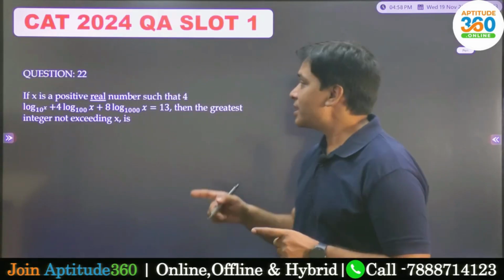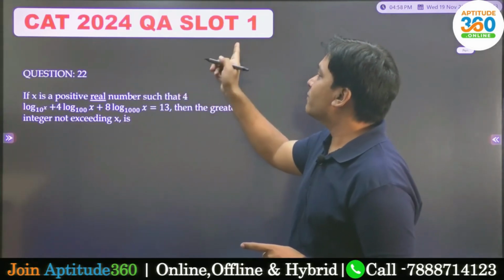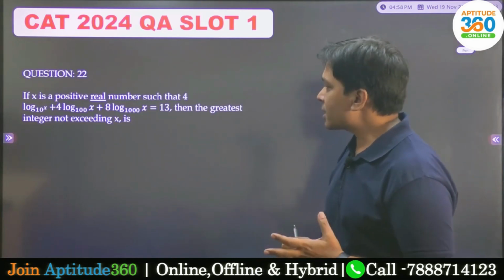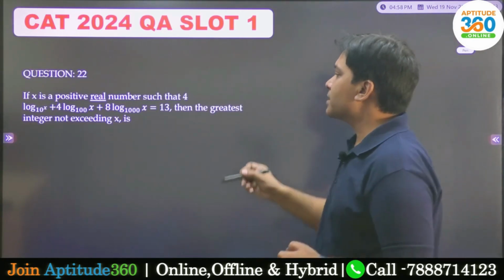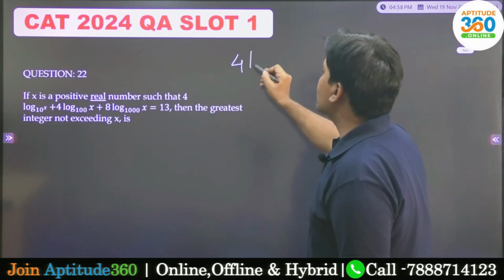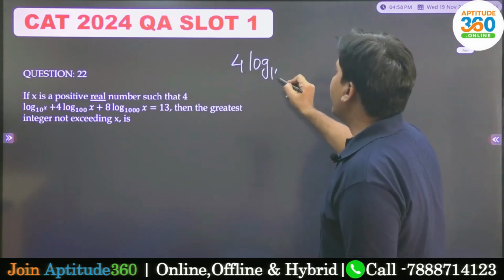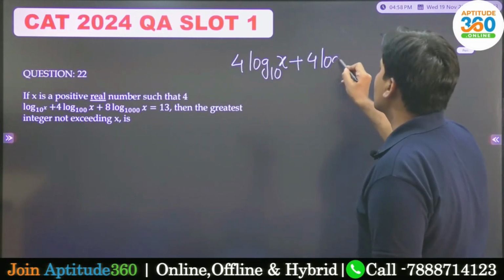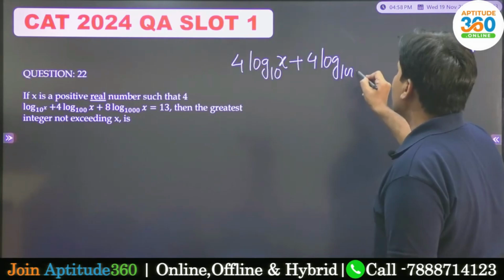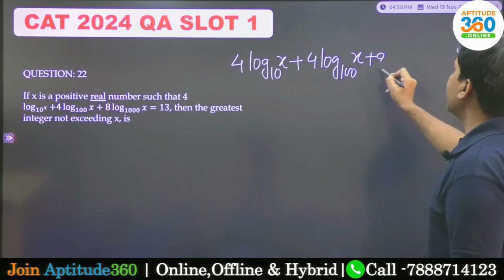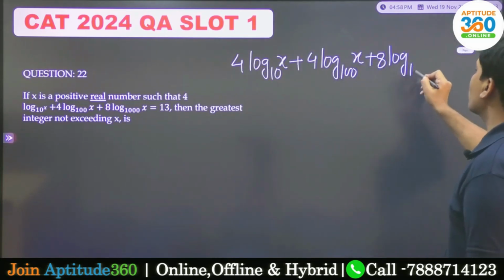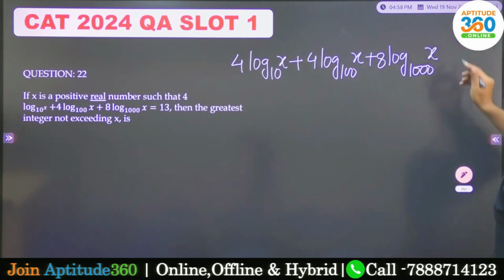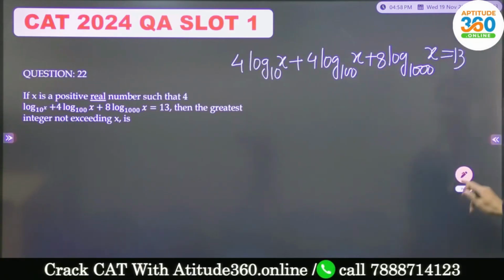Let us solve this question. It was asked in CAT 2024 slot 1. It was from the logarithm topic. If x is a positive real number such that 4 times log x to the base 10 plus 4 times log x to the base 100 plus 8 times log x to the base 1000 is given to us as 13. So what do we need to do? We need to find out the value of x.